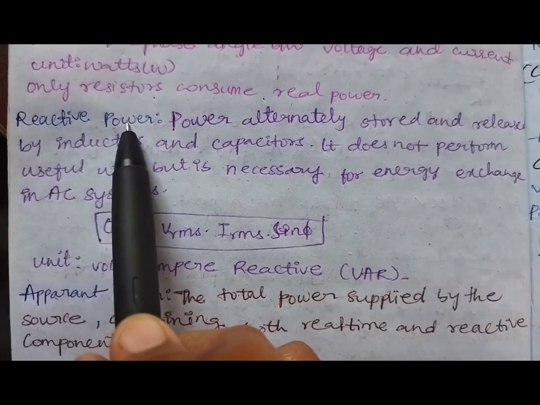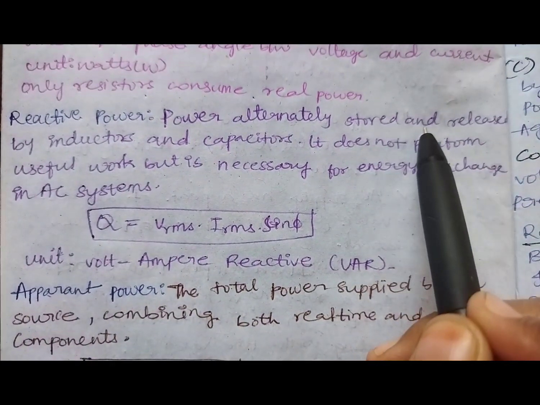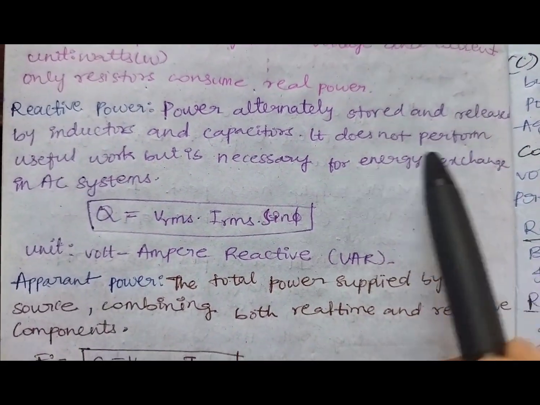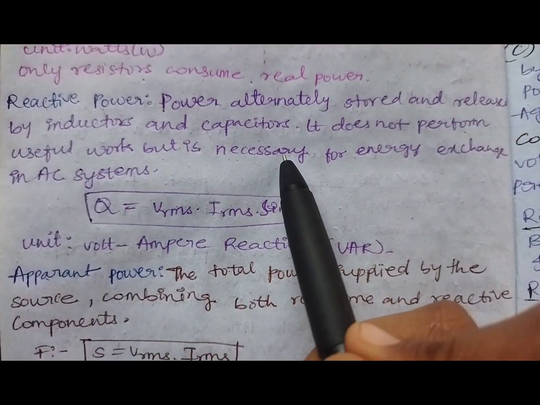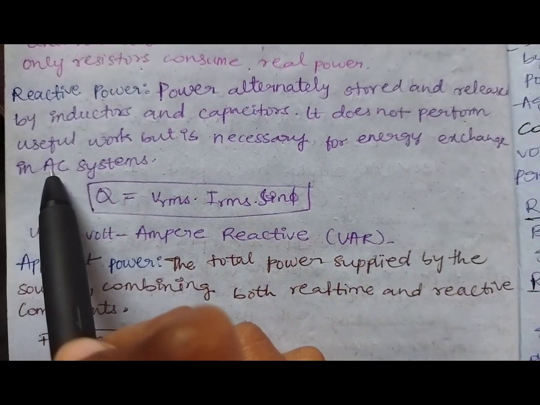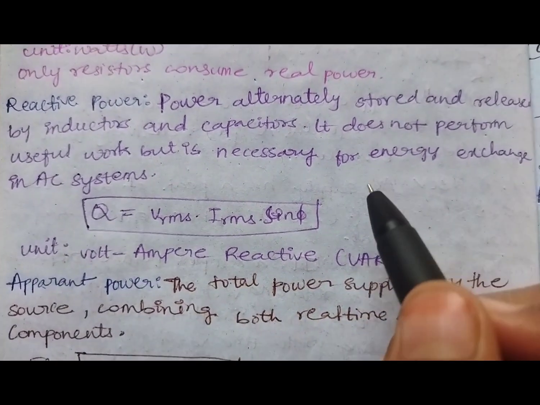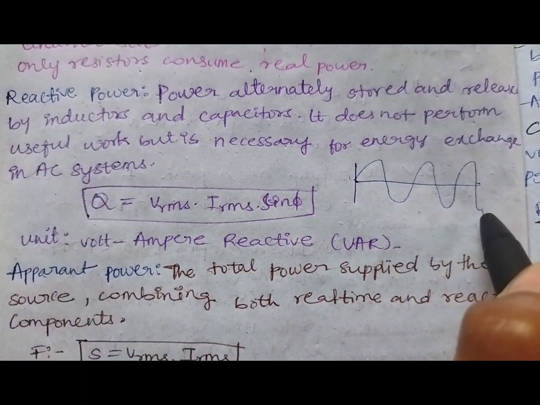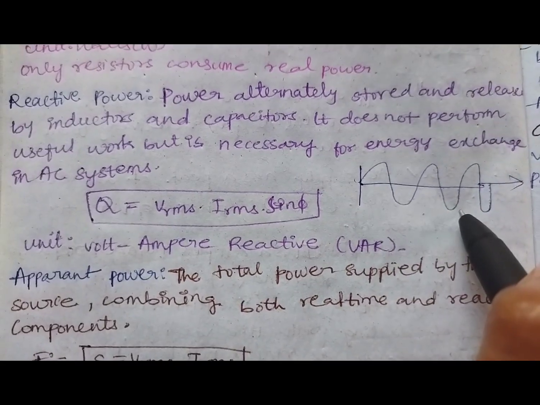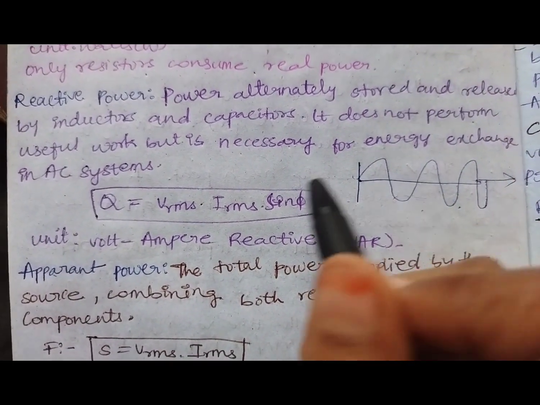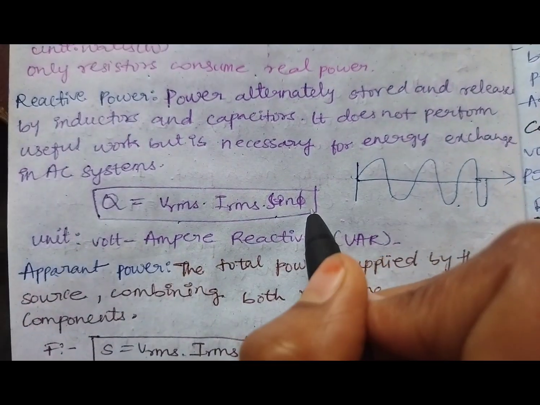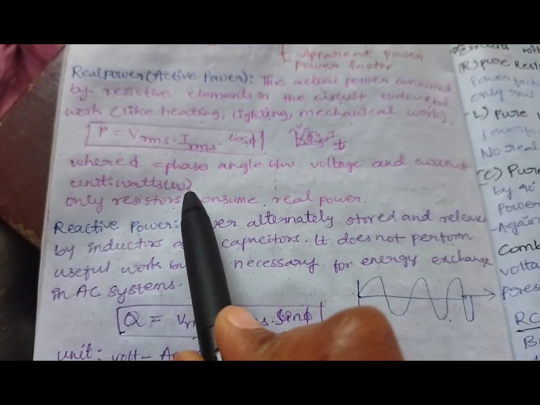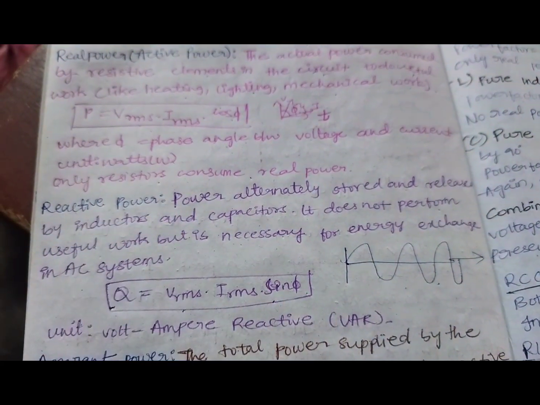Another concept is reactive power. This power is alternately stored and released by inductors and capacitors. It does not perform useful work, but it is necessary for energy exchange in AC circuits or systems. The AC system is the alternating current system. It is calculated by Vrms into Irms with sine. Reactive power is represented with Q, whereas real power is represented with P.